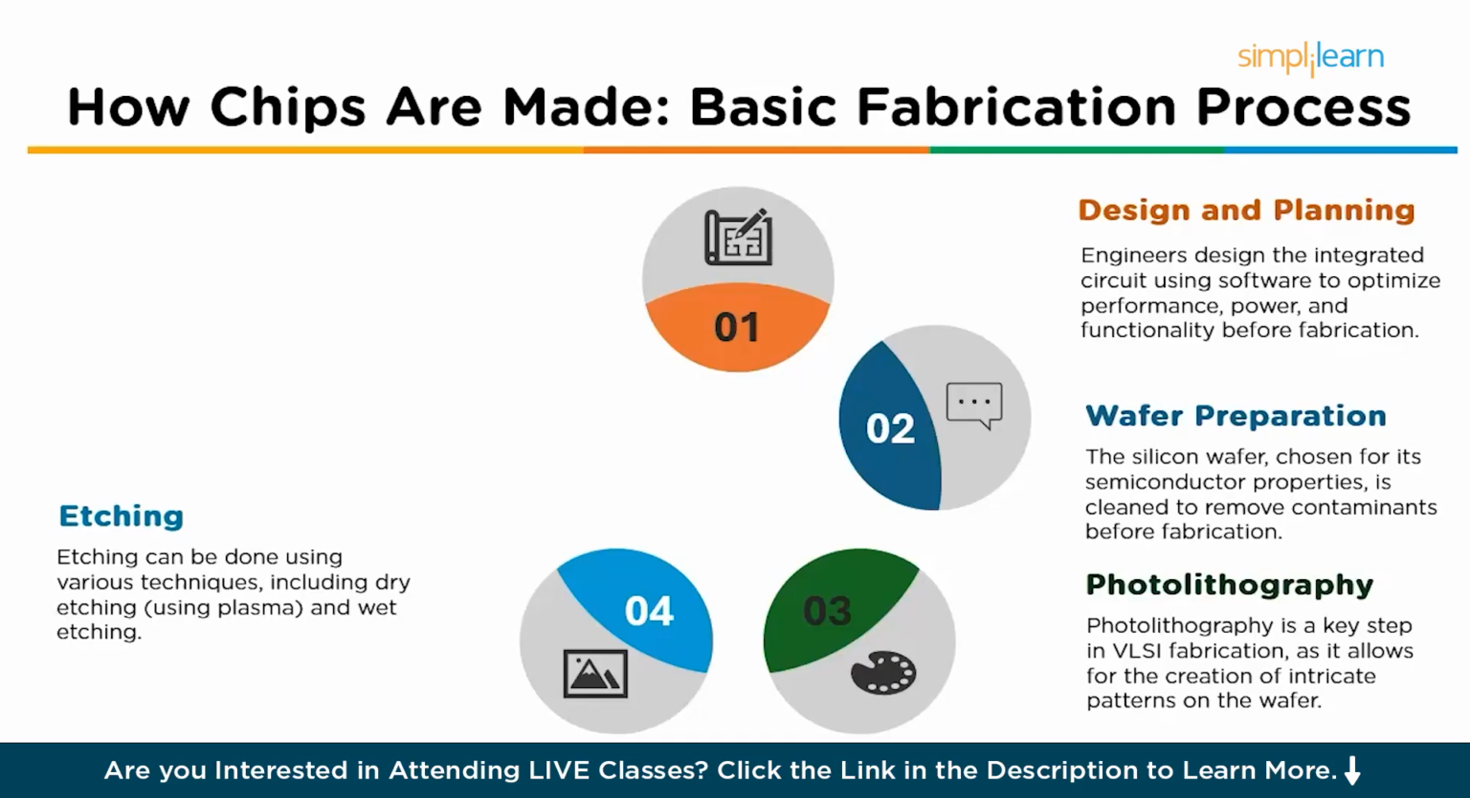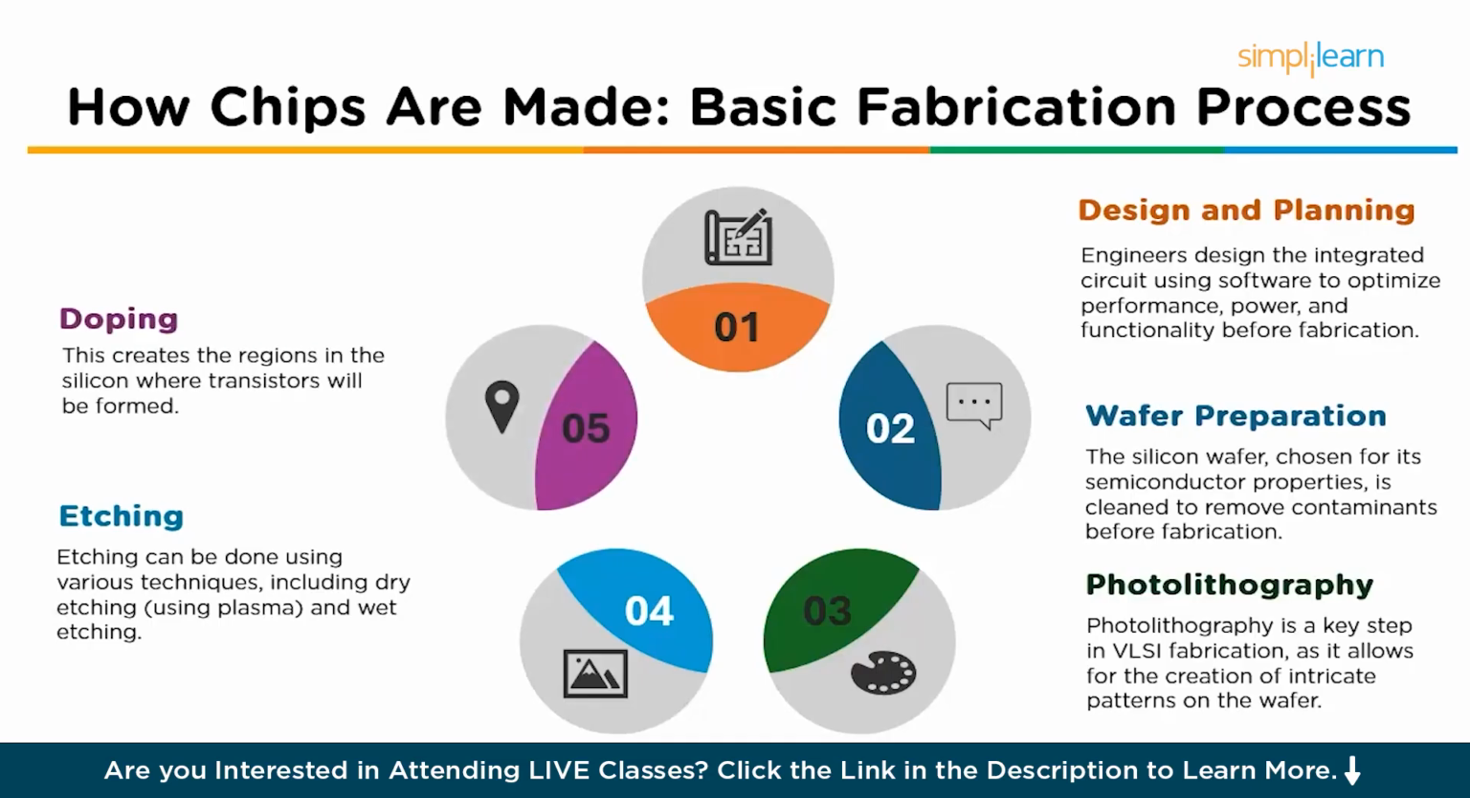The fifth one is doping. In this step, the wafer is exposed to different chemical dopants to alter the electrical properties of the silicon in specific areas. Introducing dopants such as boron or phosphorus makes the semiconductor material either conductive, N-type, or less conductive, P-type. So this creates the regions in the silicon where transistors will be formed.